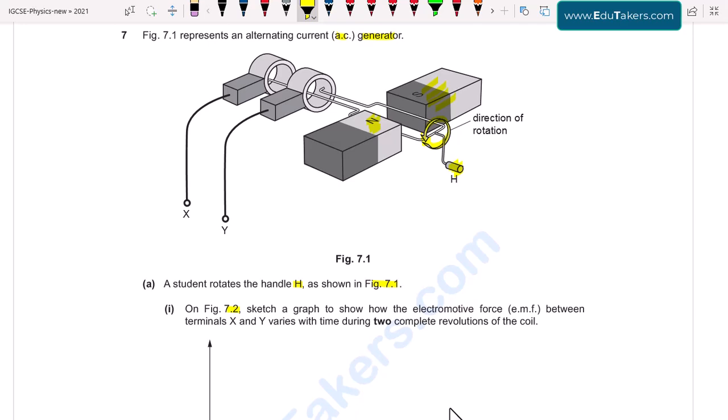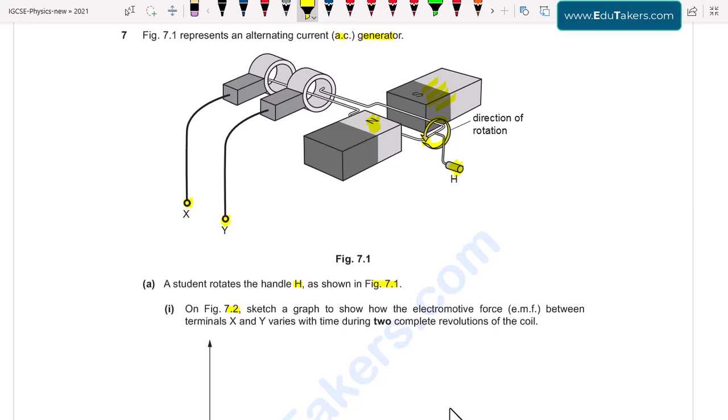These are two terminals X and Y. In part 1 we have to draw the electromotive force between the terminals X and Y that varies with time. So first of all, we know that when the coil is rotated in the magnetic field, there will be induced current. And when there is induced current, there will be the production of induced EMF.